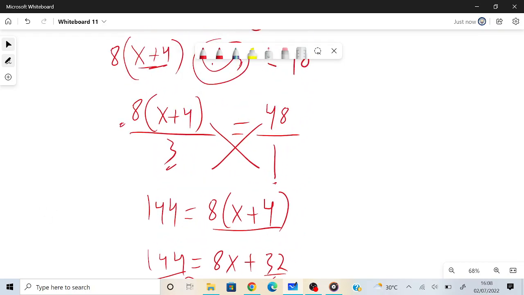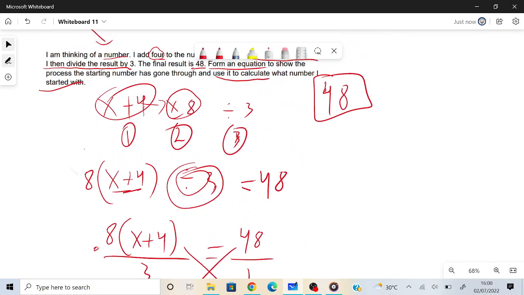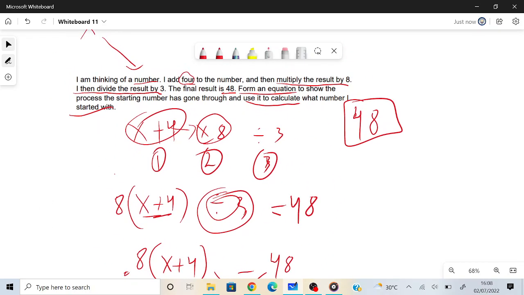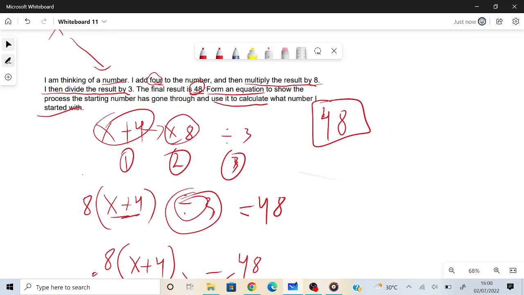And now you can check it again. If we are saying 14 is the number the person started with, so that means let's add 4 to 14 first. So 14 plus 4, that gives 18. Then the person multiplied it by 8, so multiply 18 by 8, that gives 144. And then the person divided that by 3, so 144 divided by 3 gives me 48, and the final result that the person had was 48 too. So that is the correct answer for that question.